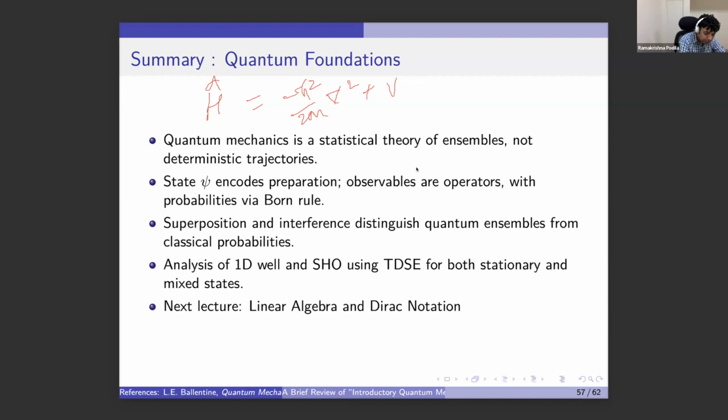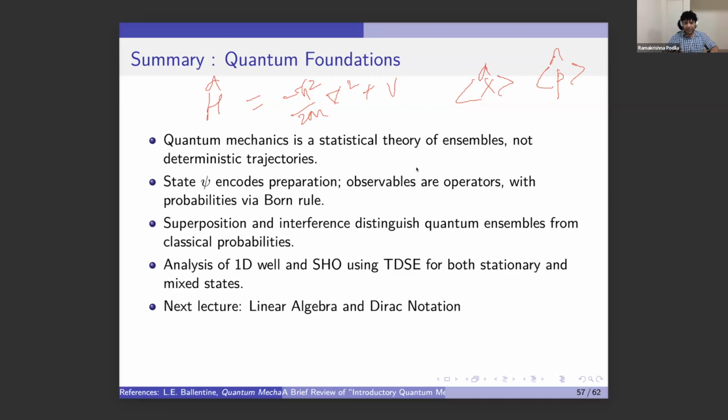So when we talk about the expectation value of X or the expectation value of P, we're talking about the expectation value of these operators. And those are the actual observables that we can measure. And because it is a statistical theory, we are again going to get probabilities.